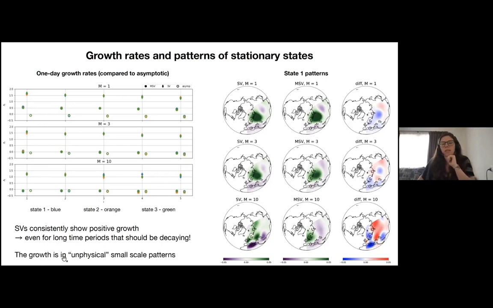And I guess the important thing is this growth is, you could say, unphysical in the small scale patterns, because when you actually project what those SVs and MSVs look like in physical space, the MSVs give these nice, coherent, big structures that one would expect in these fields. And then as you go into larger windows to optimize over, you get these small scale blotches popping up in the SVs, which perhaps aren't the most influential thing in the weather over that 10-day period. So from a weather forecasting perspective, that's maybe not optimal.